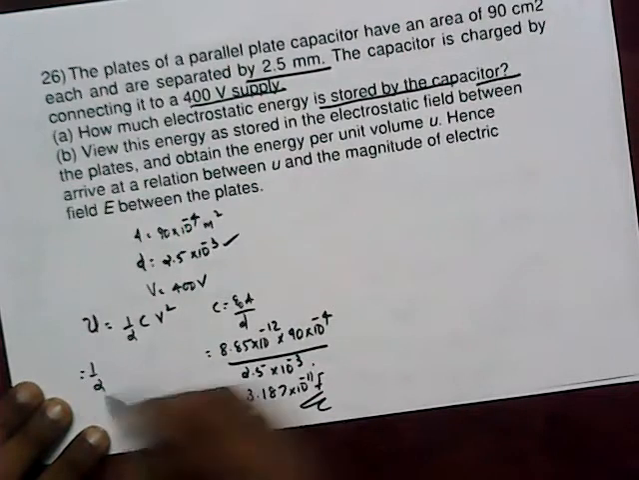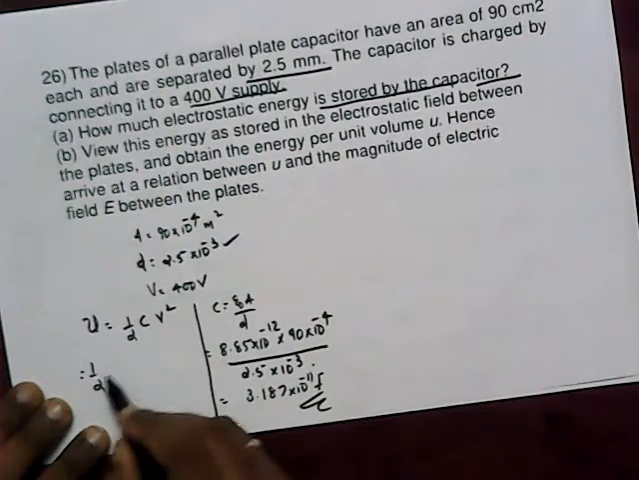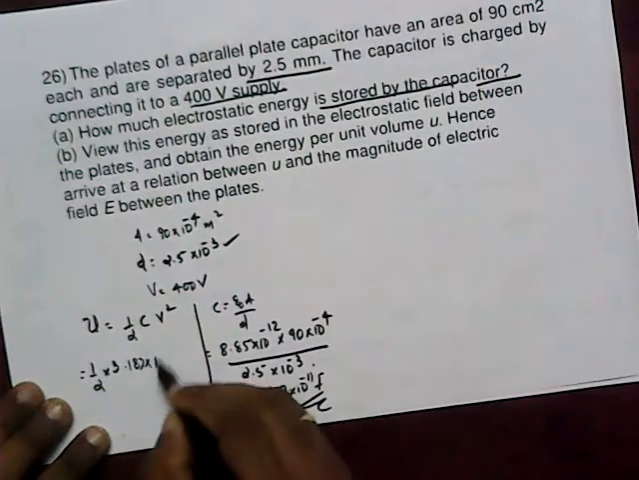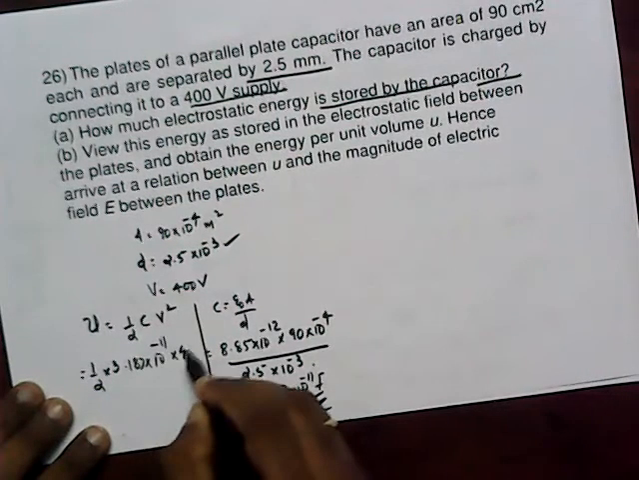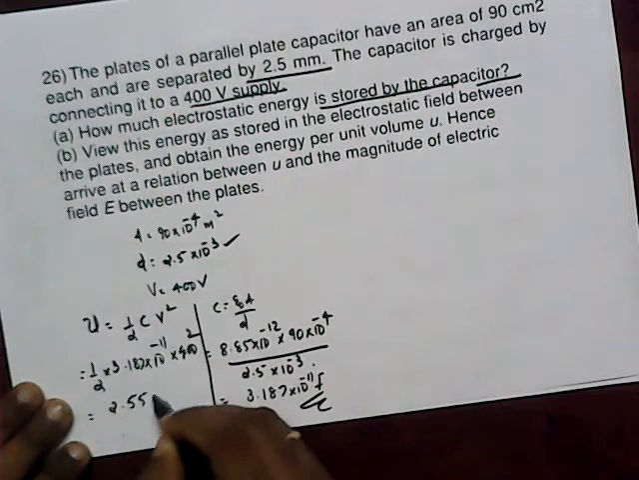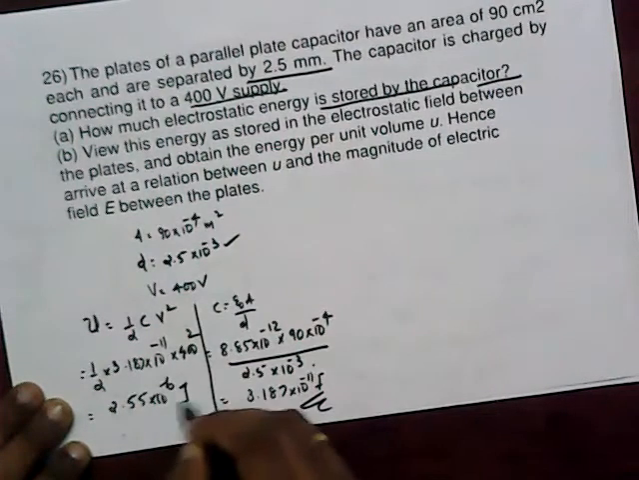So if you substitute it, half into 3.187 × 10^-11 into 400 squared, you get the value 2.55 × 10^-6 joule.